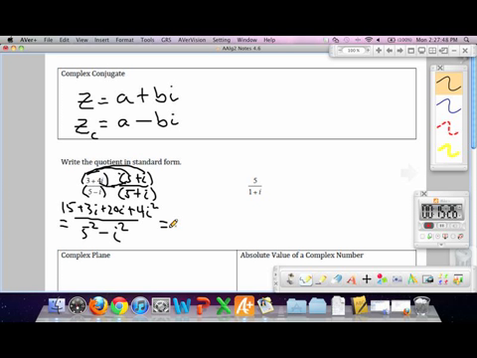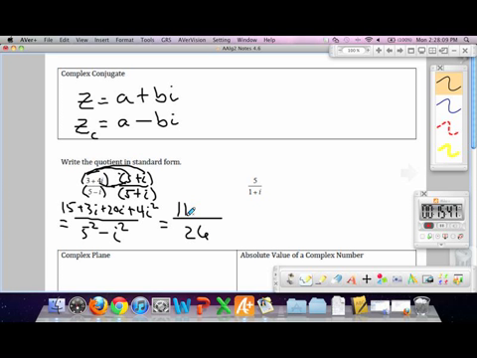And combine some like terms. 15 plus negative 4, because i squared is negative 1, is 11. 3i plus 20 i's are 23 i's.